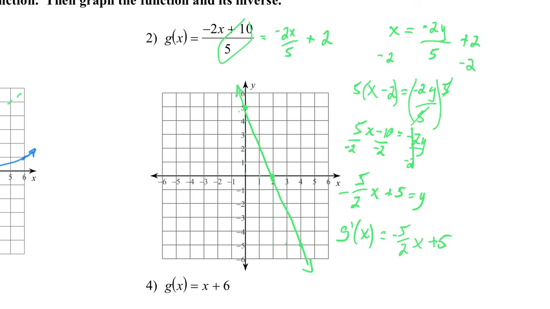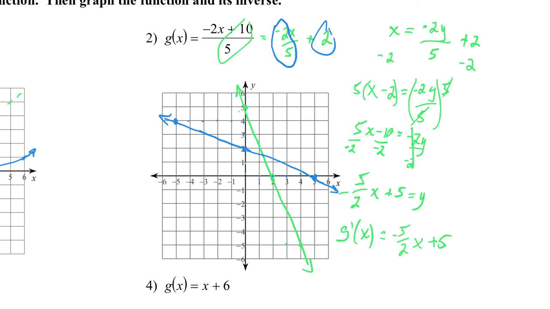Now just graph the original. And so our b is 2. I'm going to graph that in blue again. So start up at y equals 2. The slope is negative 2 over 5. So go down 2 and to the right 5. And I'm going to go backwards. And then draw my line. Yep, and there we go.